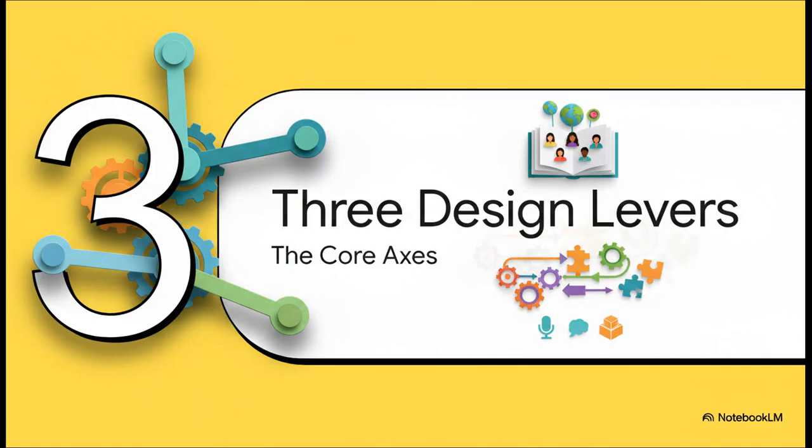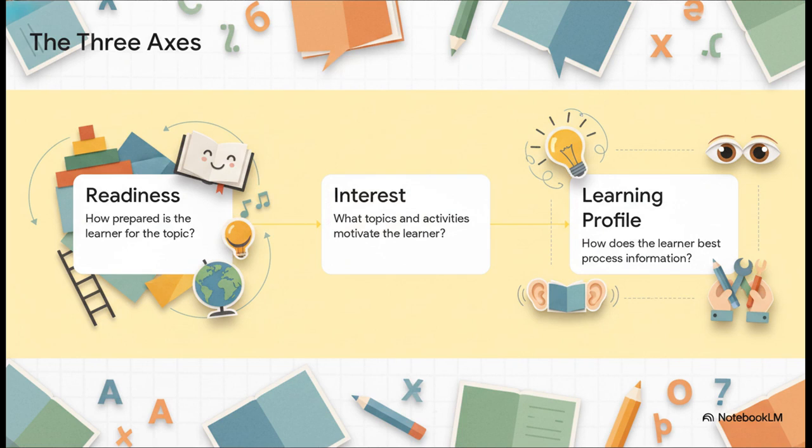All right, so you're on board with the why. Now let's get to the good stuff, the how. How do you actually do this in your classroom tomorrow? Well, it all comes down to 3 core levers you can pull when you're designing any lesson. Here they are, your 3 design axes. First up is readiness. Basically, where is the student at right now? How prepared are they? Second, interest. What actually gets them excited and motivated? And third is their learning profile.